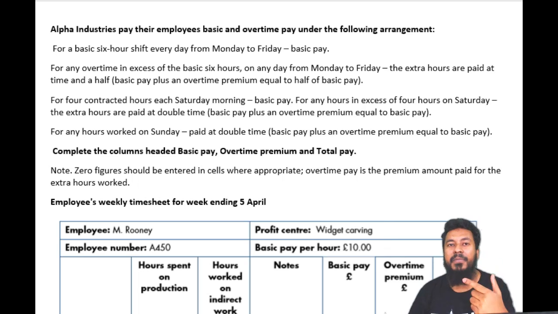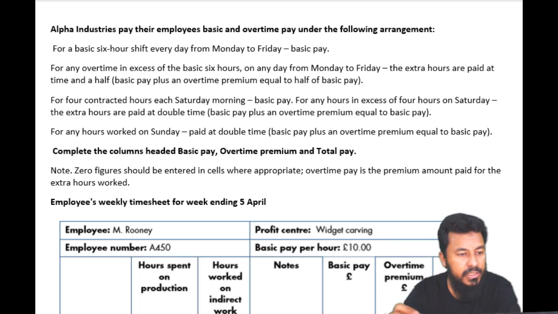This question is about labor costing. We can pay employees monthly, on a piecework basis, or hourly, with different wages and salaries. And if they work extra beyond their normal time, then we need to pay them an overtime premium as well. So this question is all about this. Let's keep going through this question.